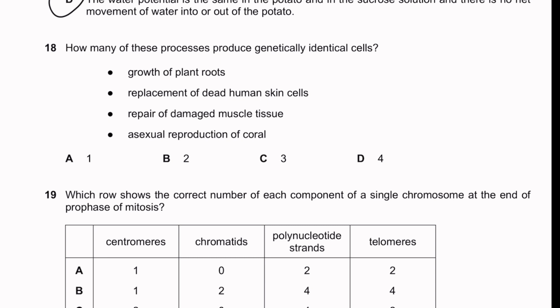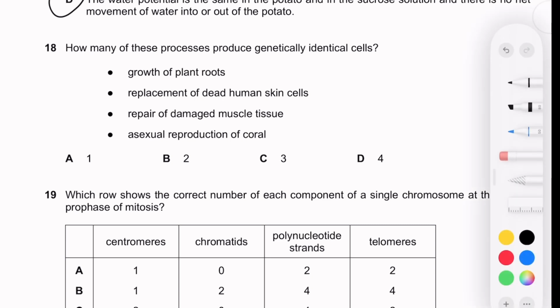So genetically identical cells are produced in the growth of plant roots. That is correct. And the replacement of dead human skin cells. That is correct. Repair of damaged muscle tissue. True. Asexual production of corals. Correct. So the answer is D.